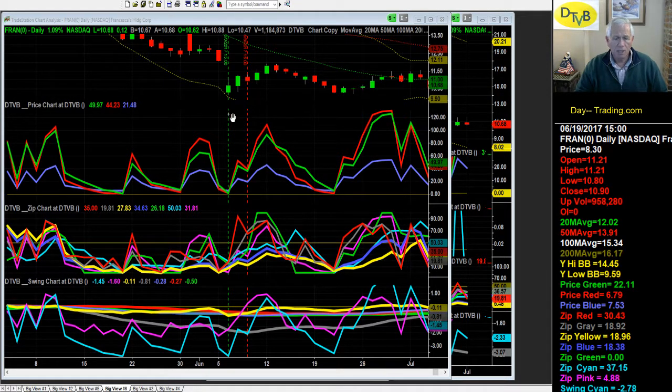But in this case here, we have a lot of divergence that's taking place. And it's not only in price divergence, in that we have the indicators going down and with a green candle, but we have other indicators that are going up and other pairs that are in divergence. And that's obvious in the swing Zion and swing pink. Pink is up, Zion is down.